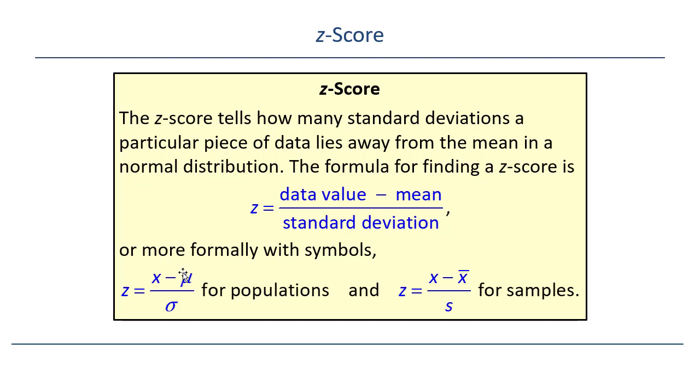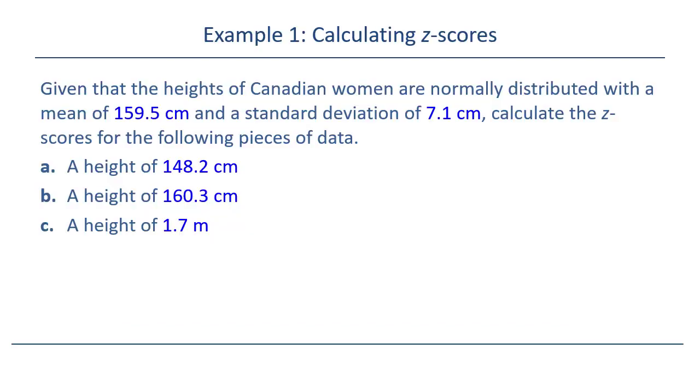If we're talking about a population of things, of course we're using mu and sigma, right, because population is Greek letters, and we get a z-score of this. If we're doing a sample, you can see we have x bar and s. Same formula. It's just whether we have a sample or a population. So given that the mean is 159.5 and the standard deviation is 7.1, we can now calculate all of these z-scores.